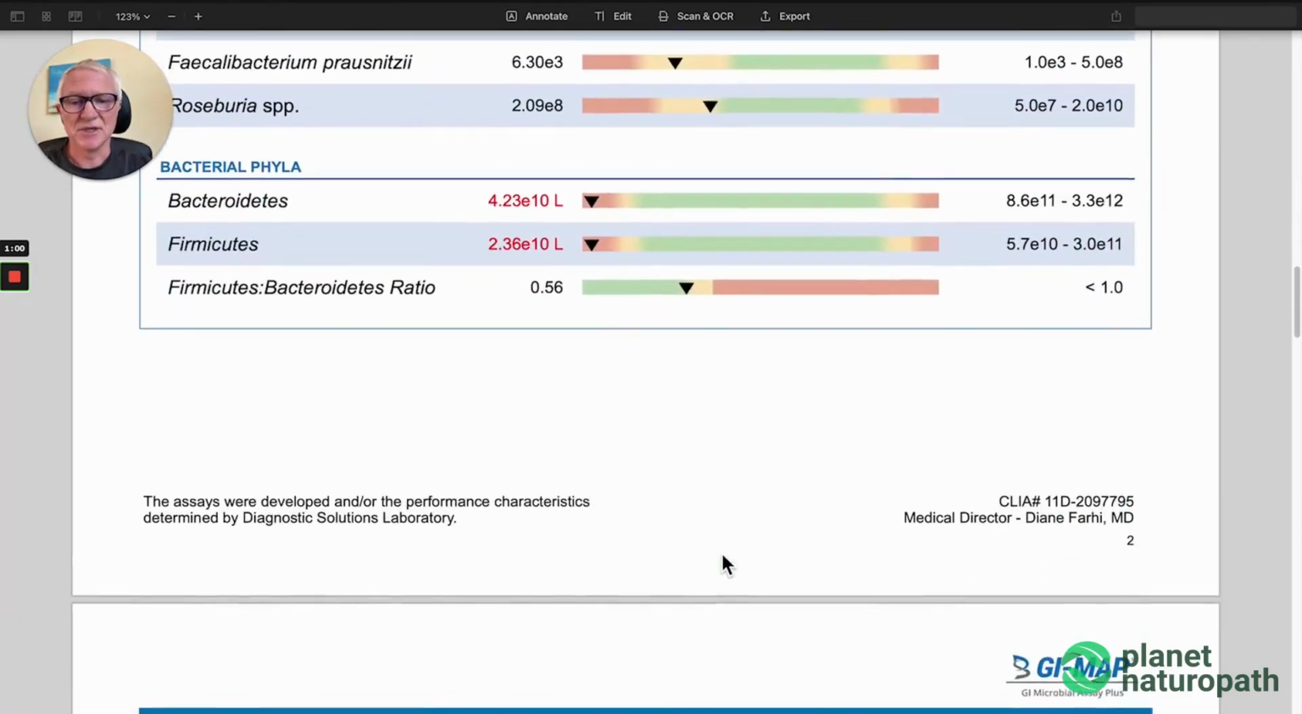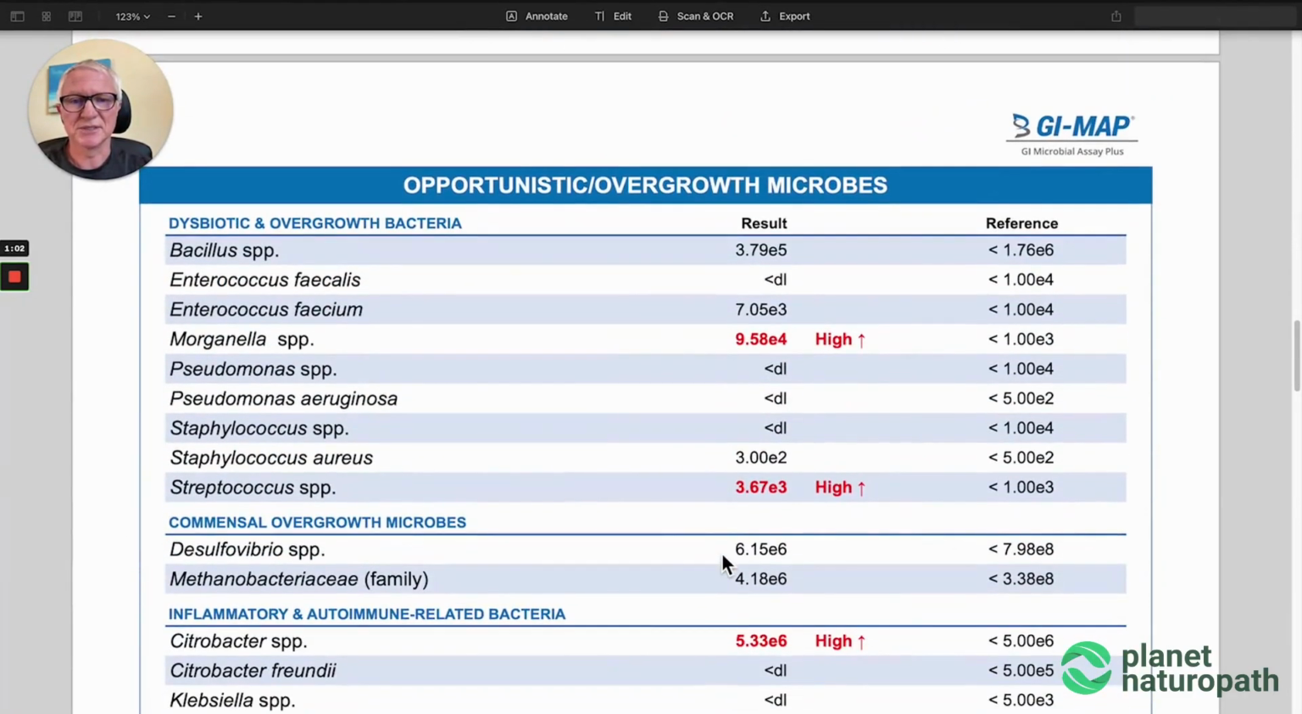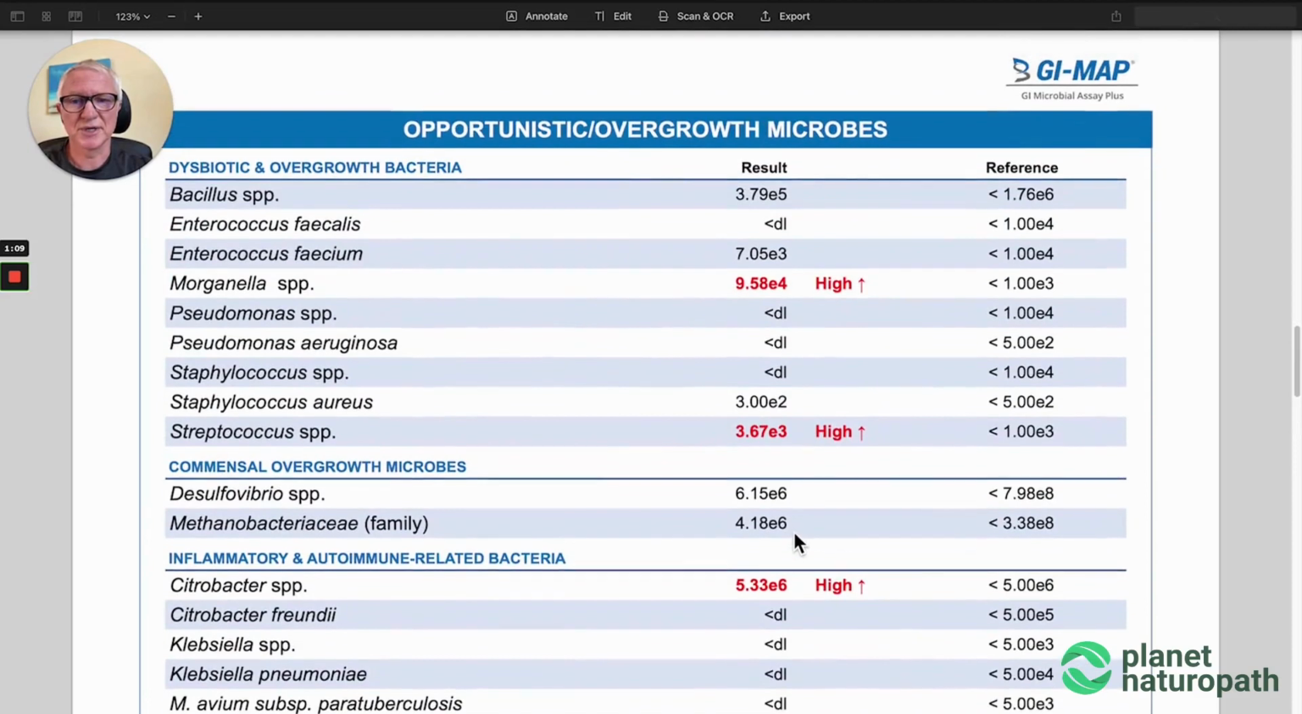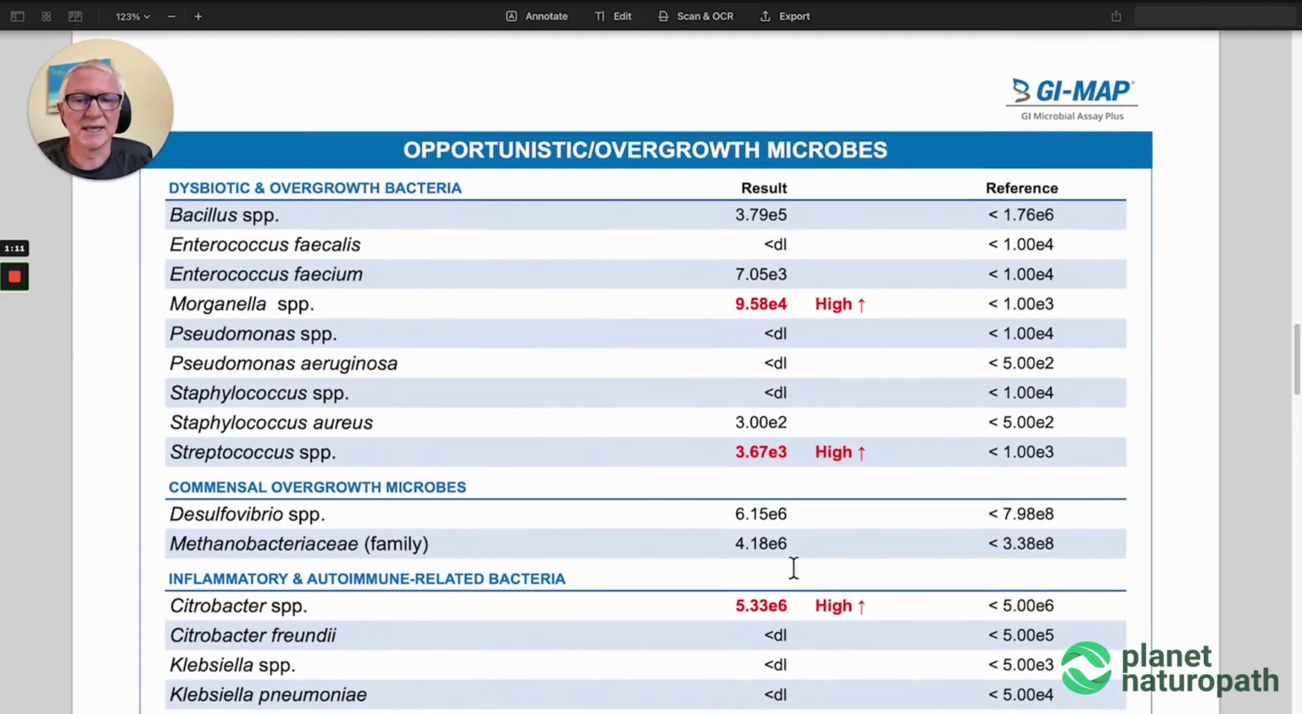And then the next page looks at the opportunistic bacteria. And so there's not too many of the elevated. There's 1, 2, 3. But things like Morganella and Citrobacter can be very inflammatory. And these levels are reasonably high. 9.5 E4 is around almost 100,000 cells per gram, and it should be less than 1,000. And the Citrobacter is also high.